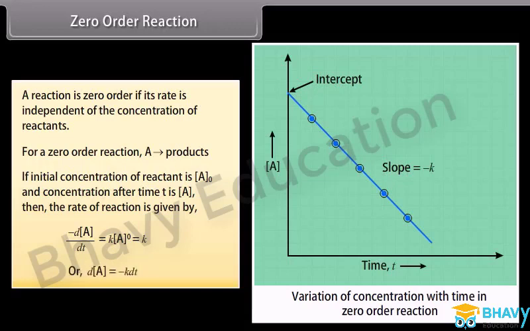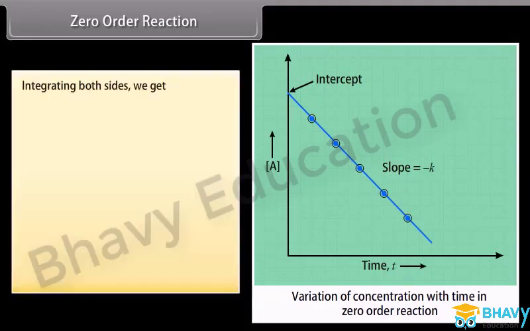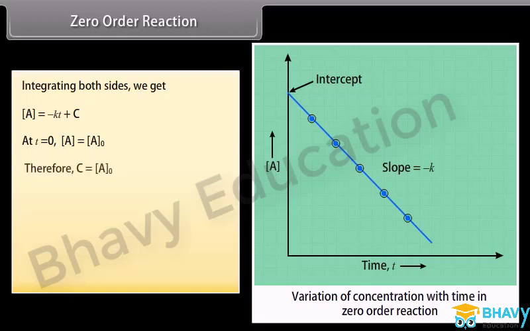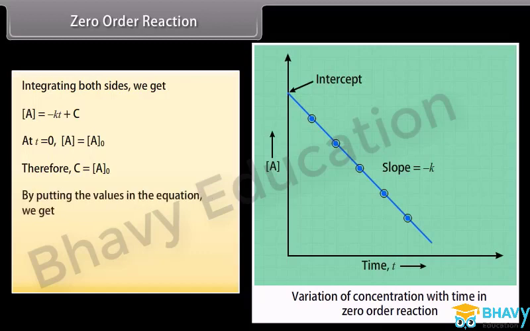It can be written as dA is equal to minus K dt. Integrating both sides, we get A is equal to minus Kt plus C. At t is equal to 0, A is equal to A naught. Therefore, C is equal to A naught. By putting the values in the equation, we get A is equal to minus Kt plus A naught, or it can be written as K is equal to 1 upon t multiplied by A naught minus A.